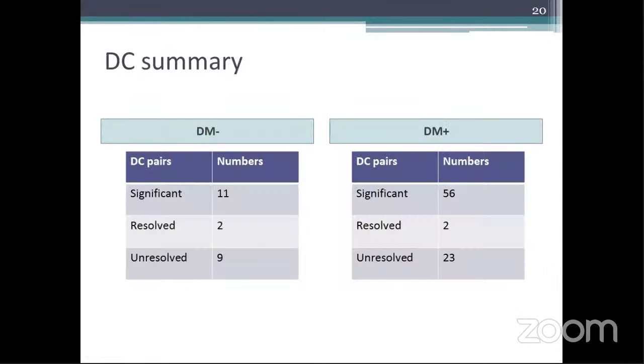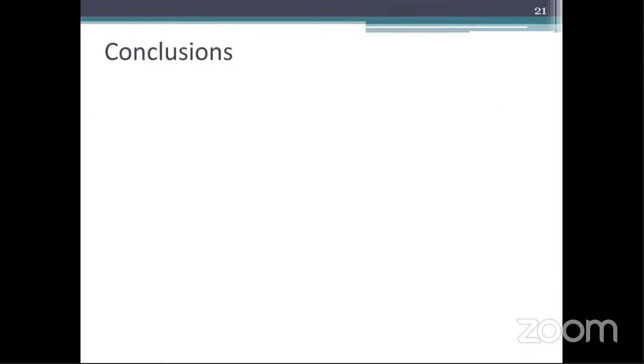So this is a summary of the number of significant resolved and unresolved DC pairs that we find in the DM minus population and in the DM plus population. So I'll just conclude quickly.